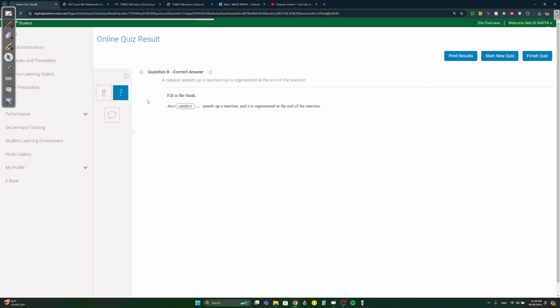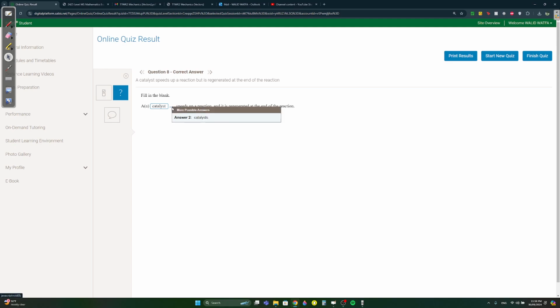Question 8. What speeds up a reaction and is regenerated? We all know it's a catalyst. Make sure you know how to spell it properly.